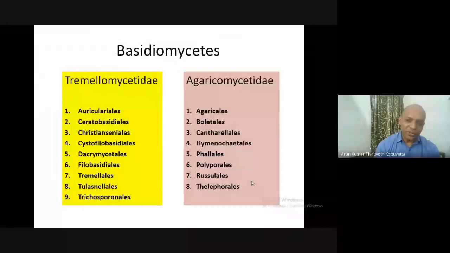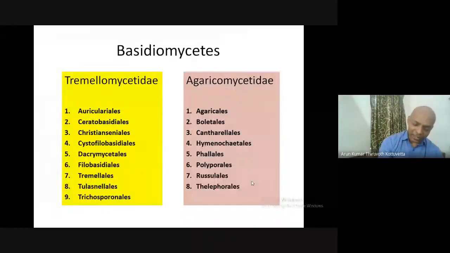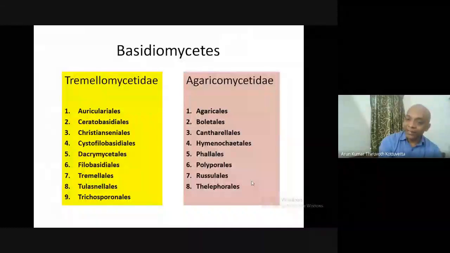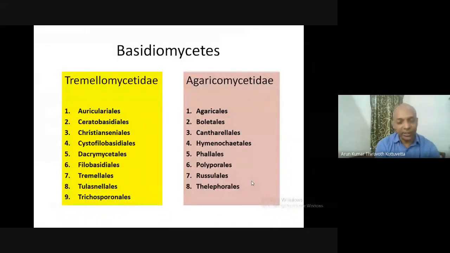In Agaricomycetidae, there are 8 major orders that have been recognized, and all these 8 orders have members that produce macroscopic fruiting structures. Those are the Agaricales, the Boletales, the Cantharellales, the Hymenochaetales, Phallales, Polyporales, Russulales, and the Thelephorales.